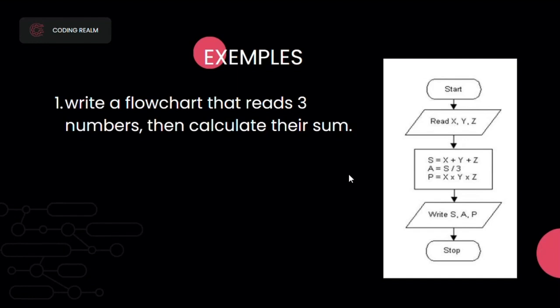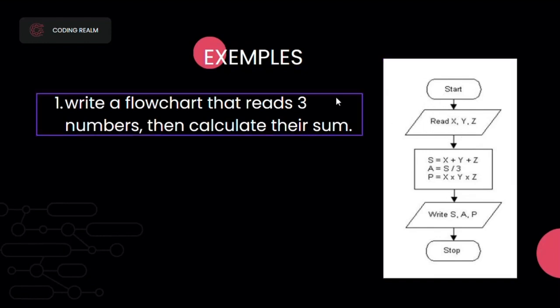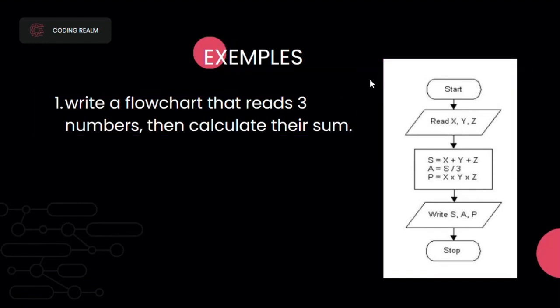Now let's see the result. First of all, the terminal start. Then read x, y, and z, the three numbers. It's an input. I tell the user to enter three numbers x, y, and z. I use the parallelogram. Next step is to calculate the sum. I need to use the rectangle because it's a mathematical operation. The sum S equals x plus y plus z.